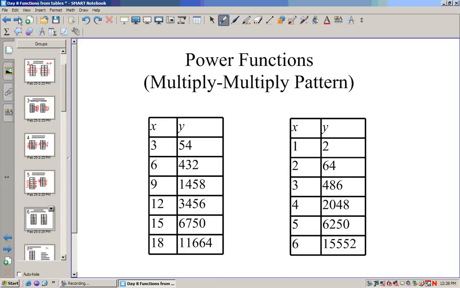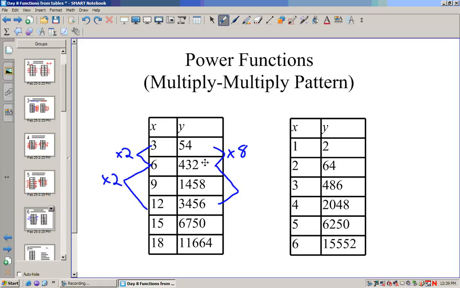Alright, now our power functions, this is the most complicated one, because it's a multiply-multiply pattern. And it's hard to see when there's values that aren't just the values that are in the function. So if I do 3 times 2, I get 6. 432 divided by 54 is 8. So this is a multiply by 2, multiply by 8 pattern. So if I multiply 6 by 2, I don't go to 9, I go to 12.